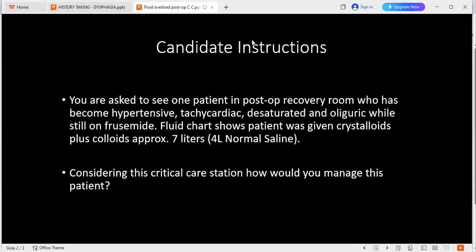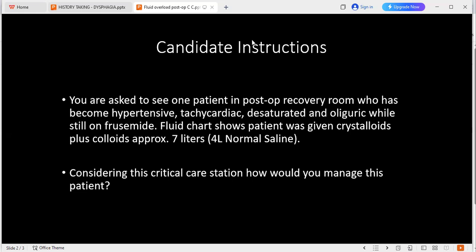Okay, so I will manage the patient according to the care of a critically ill surgical patient. I'll go through the ABCD protocol. I will talk to the patient to see if he is able to talk. If he is able to talk, that means the airway is patent. Then I will check the breathing.